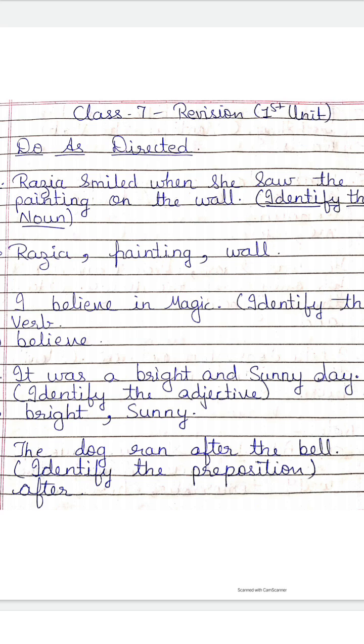I believe in magic. Identify the verb. In this sentence we have to identify the verb. I believe in magic. So believe is the verb. All the action words can be termed as verbs. So this part is basically again on parts of speech, and then later on we have many more things in this revision.